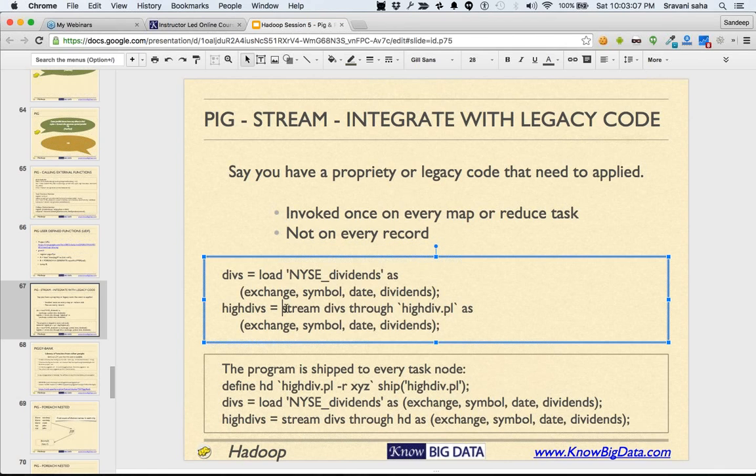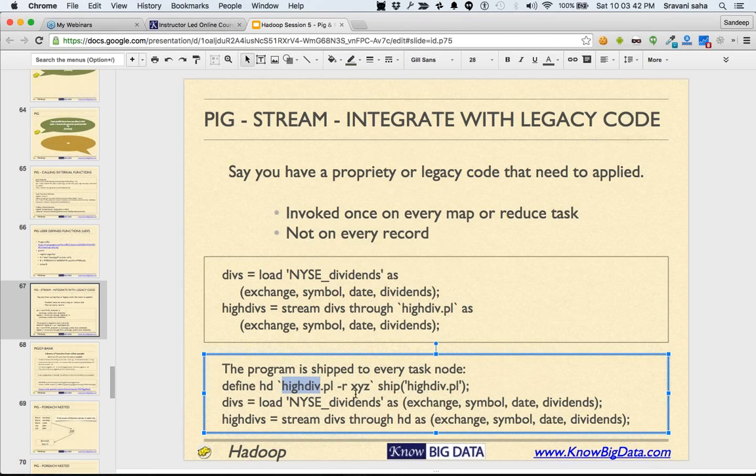So the way we say load this as, similarly stream divs through this, and whatever is the result, consider it in this format, which means hidiv.pl is supposed to give the data in tab separated format. Next, sometimes this hidiv.pl may not be available on all the nodes. In those cases, we can define it upfront like this, or sometimes your hidiv.pl may need custom arguments.